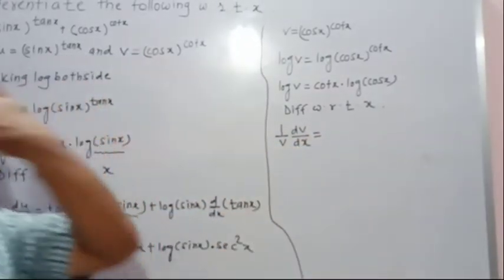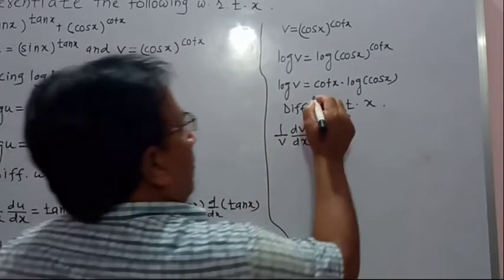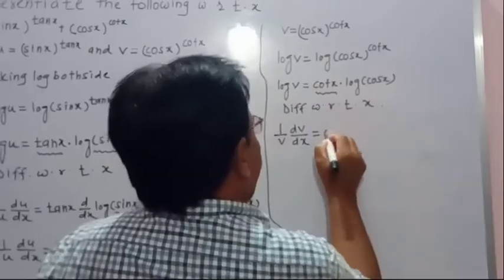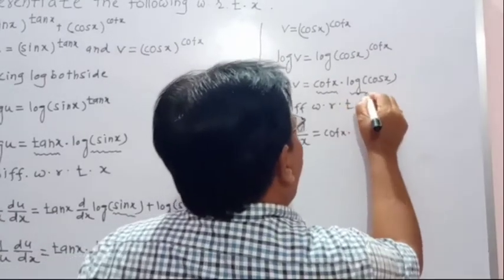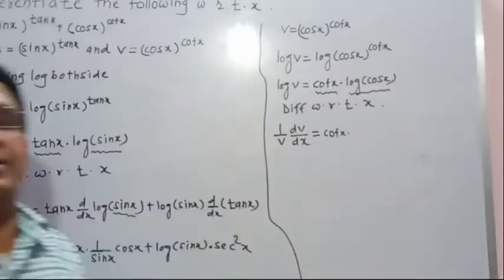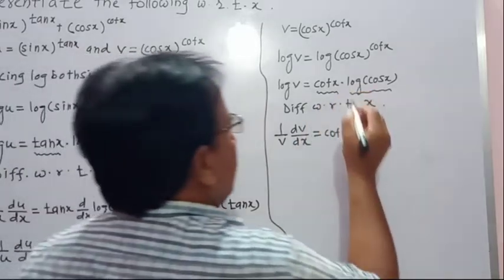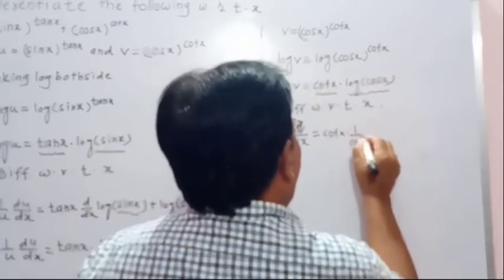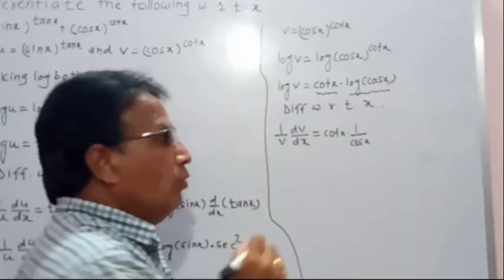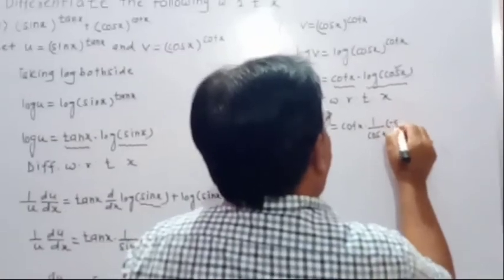The derivative of v is dv by dx, equal to first function cot x as it is, into derivative of second function log of cos x. The derivative of log cos x is 1 by cos x, and the derivative of cos x is minus sin x.